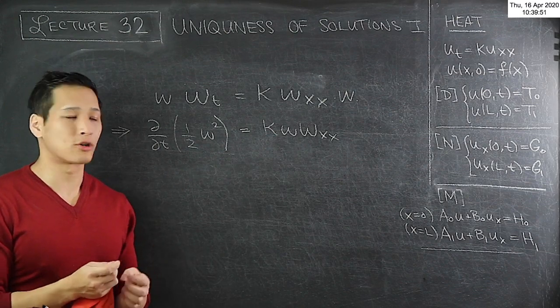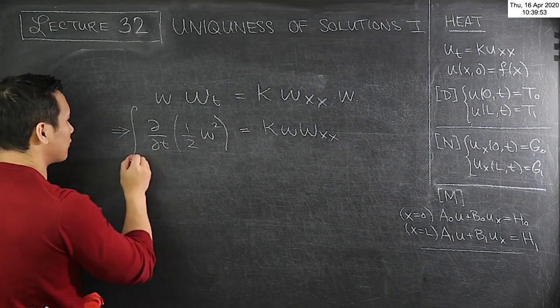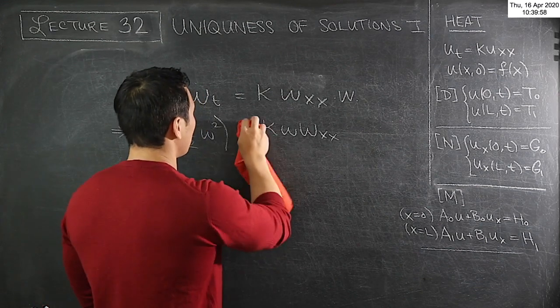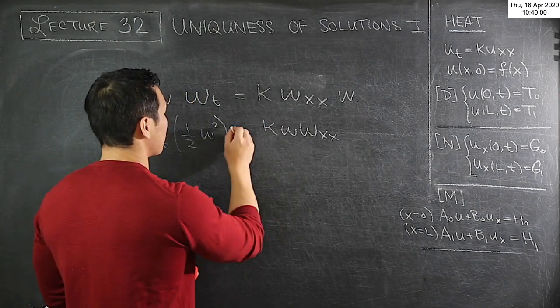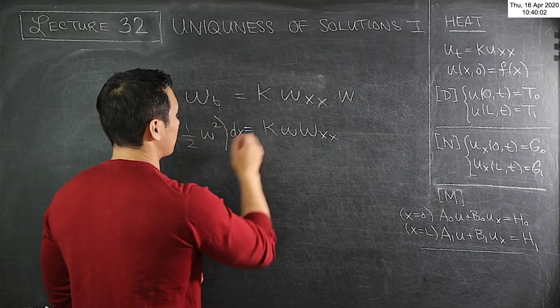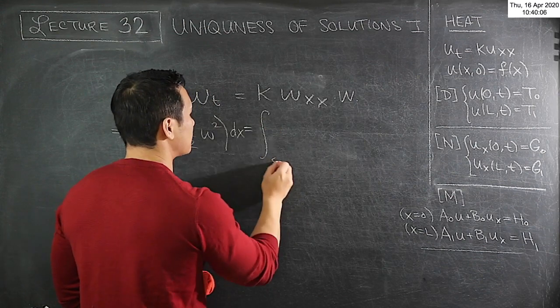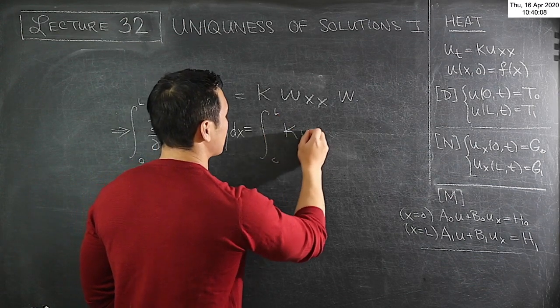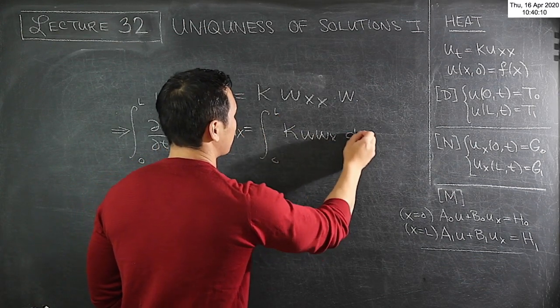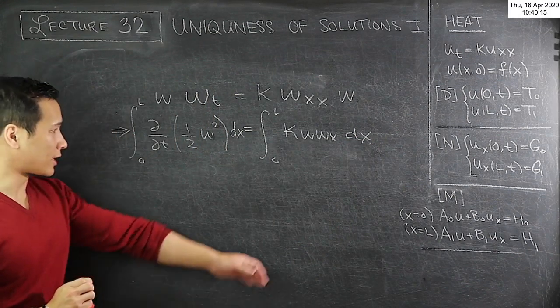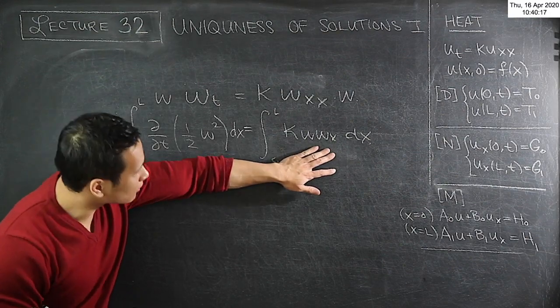to the entire domain. So I'm going to take an integral from 0 to L of this left-hand side. Make sure I have enough space here. And this is integral from 0 to L of kappa times w w_xx dx. Okay? Good. So the next thing you want to do is you want to rewrite this.